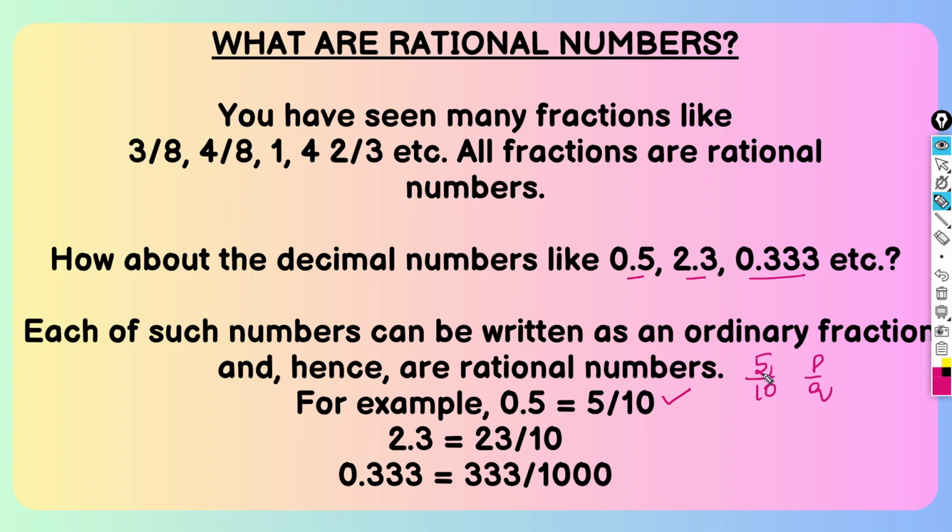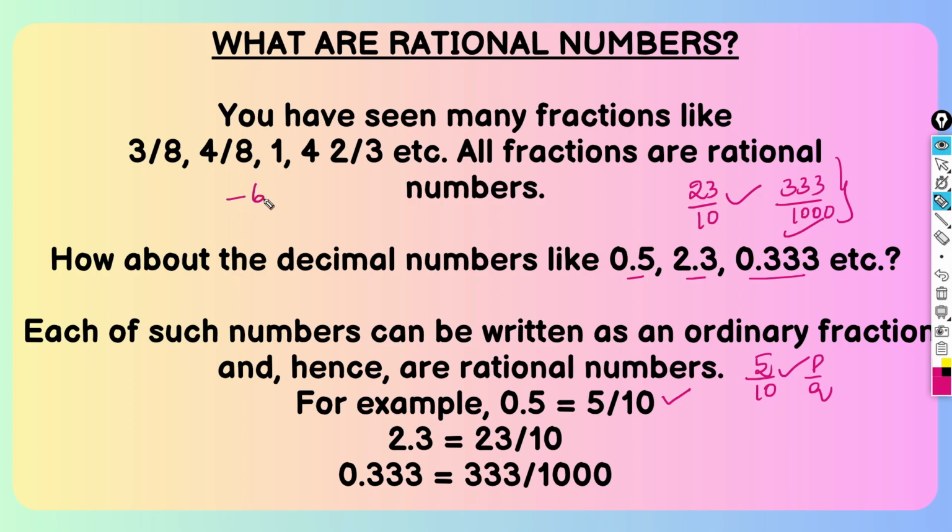So 0.5, which is equal to 5 by 10, is a rational number. Similarly, 2.3 can be written as 23 by 10. This is in the form of p by q, so this is also a rational number. 0.333 can be written as 333 by 1000. So this is in the form of p by q, right? So this is also a rational number.